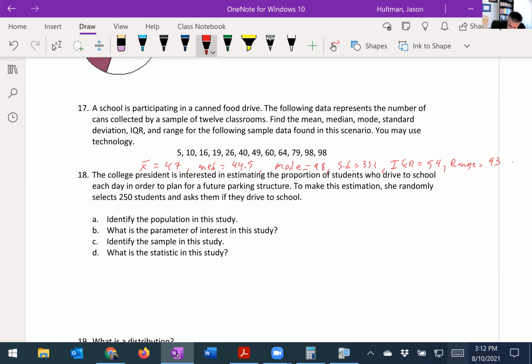each day in order to plan for a future parking structure. To make this estimation, she randomly selects 250 students and asks them if they drive to school. Okay, identify the population of the study. This is students at a college, right? So this would be students at a college, okay, at a specific college.